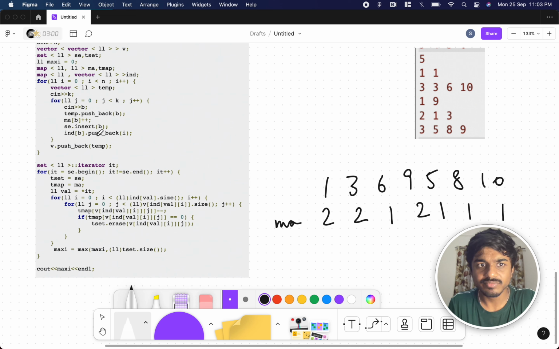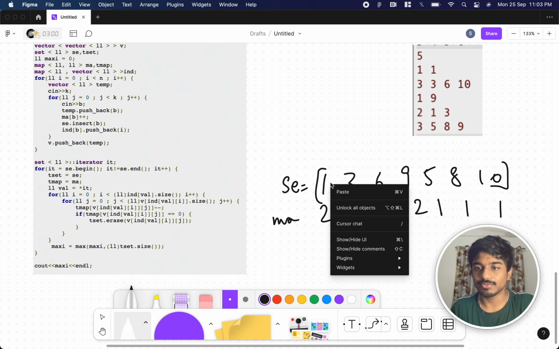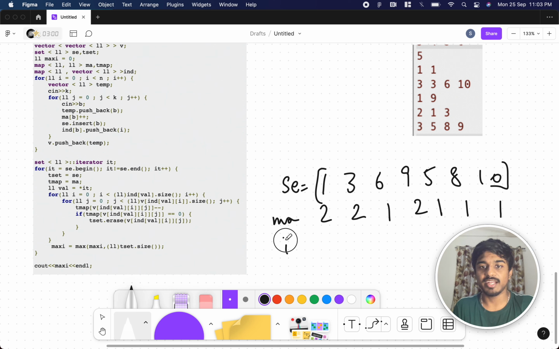SC dot insert of b means I just want to store these unique elements. What are all the unique elements here? SC is just the set. So this is SC. Int of b dot pushback takes care of the index. So int of 1 is what? Just for this example alone, what is the index of 1?